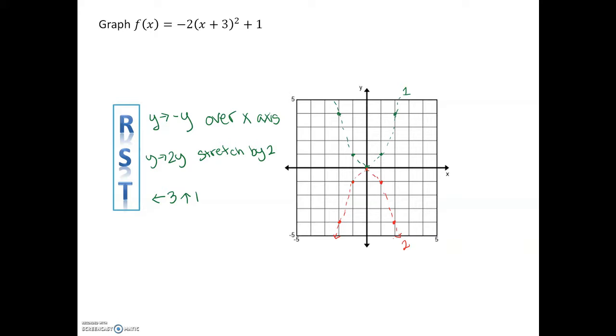Next up, it says I'm going to stretch by 2. So every y value goes to 2y. So this y value right here, which is at 1, is now at a 2. Negative 1 to negative 2. Same thing on this side. 0 times 2, still 0. These ones, 4 times 2 would be all the way at negative 8, which is a little too big to graph.